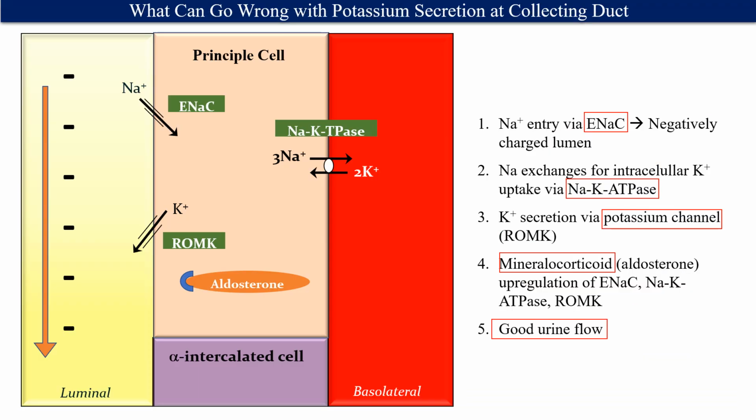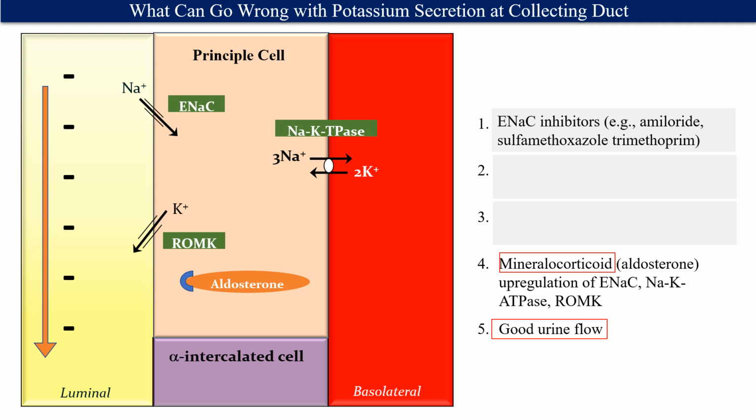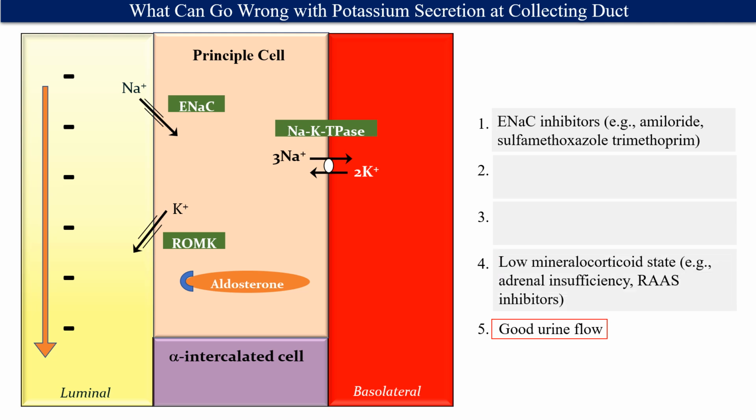What can go wrong with potassium secretion at the collecting duct to cause hyperkalemia? There can be inhibition of ENaC with the use of medications such as amiloride or trimethoprim. There is no known acquired problem with sodium-potassium ATPase or ROMK that could cause isolated hyperkalemia. There can be reduced mineralocorticoid activity. This can be seen with adrenal insufficiency with reduced aldosterone synthesis, or the use of inhibitors of the renin-angiotensin-aldosterone system. Finally, urinary obstruction or retention can interfere with optimal potassium secretion.